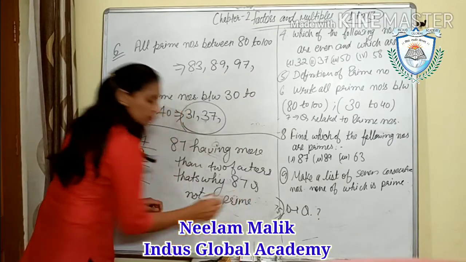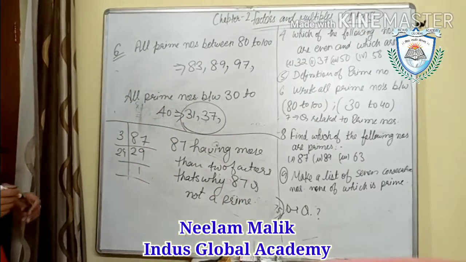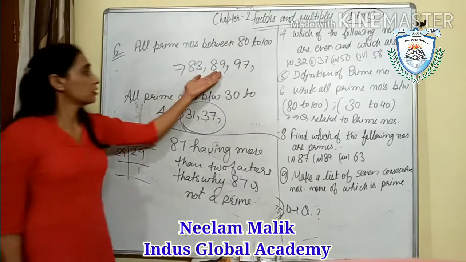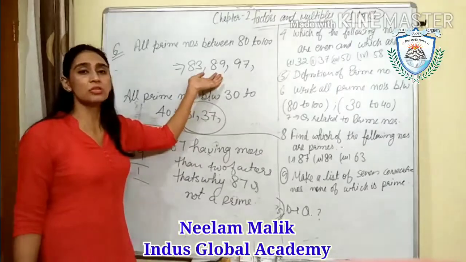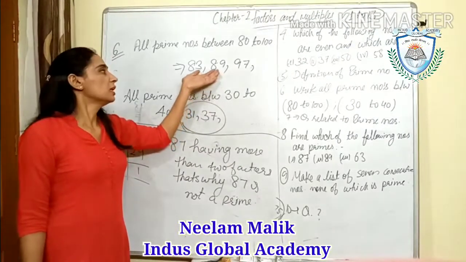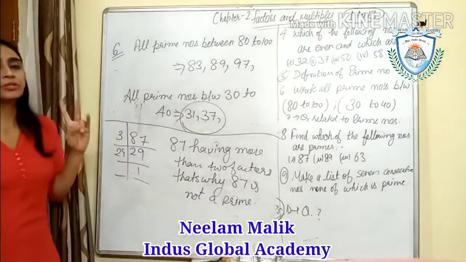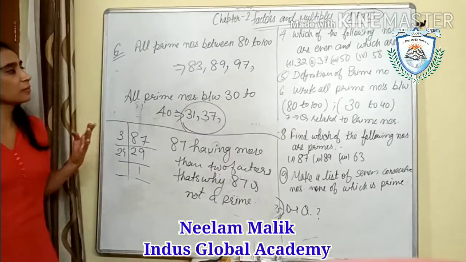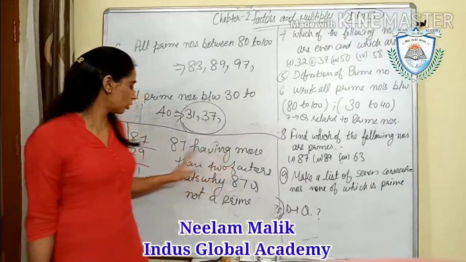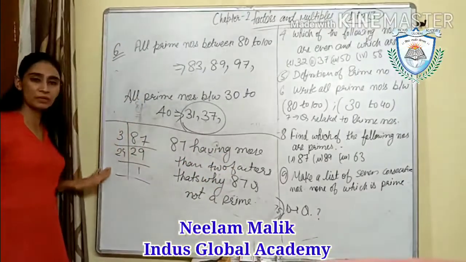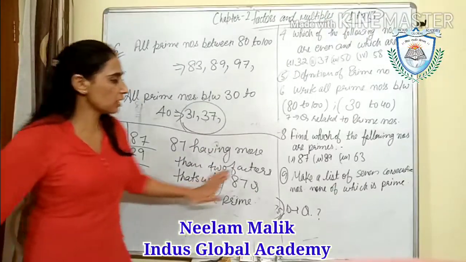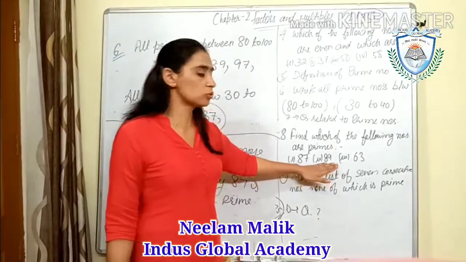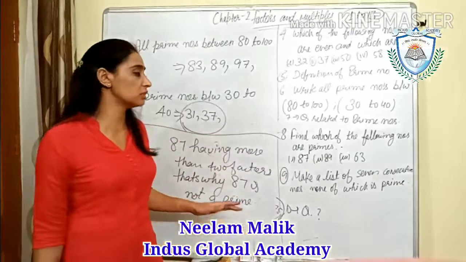Got it? Understand? Next is the 89. 89 we have already written here, so that means there is no factor for 89. 89 contains only 2 factors, one is 1 and another is 89. So this is a prime number. In the second you will not do this because there is no factorization. So in 89 you will just write this is not divisible, it's not having more than 2 factors, that's why this is a prime number.